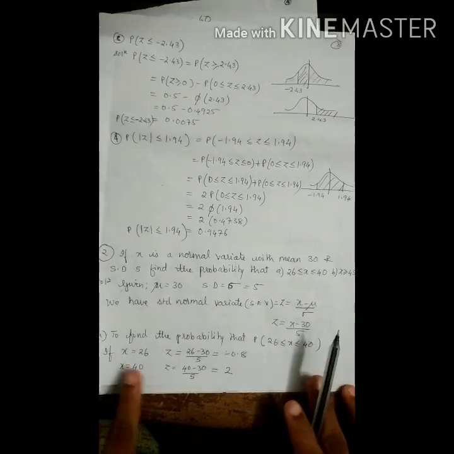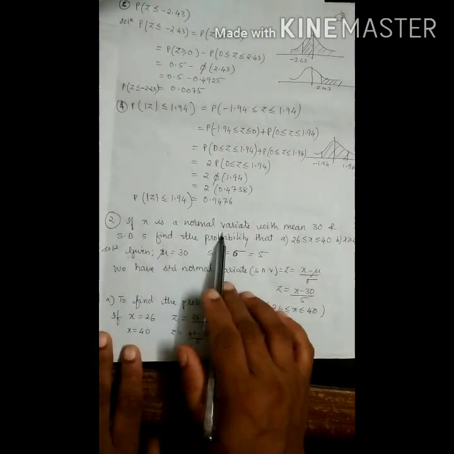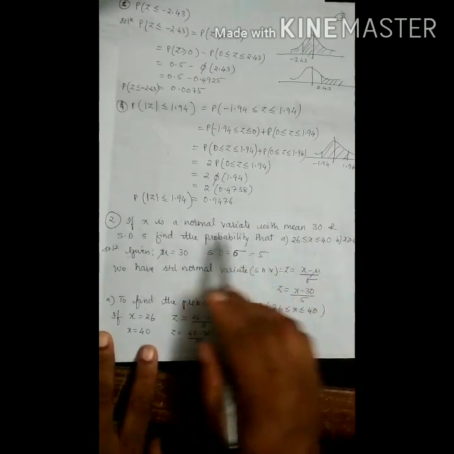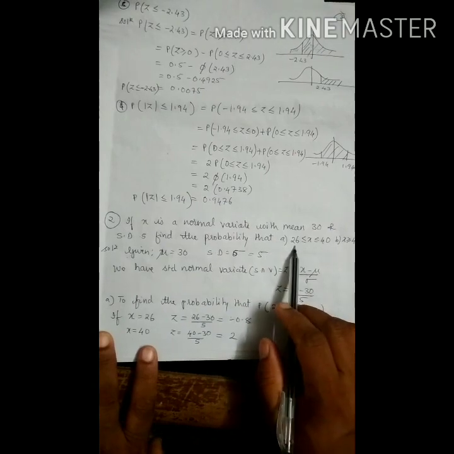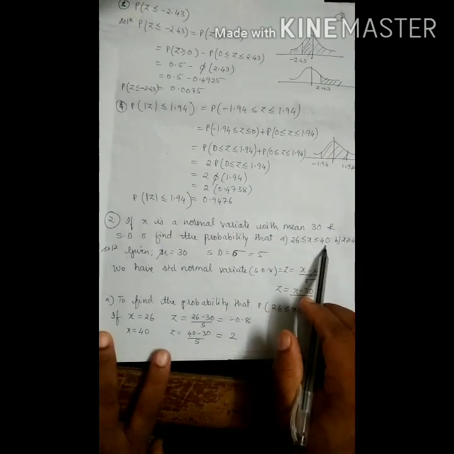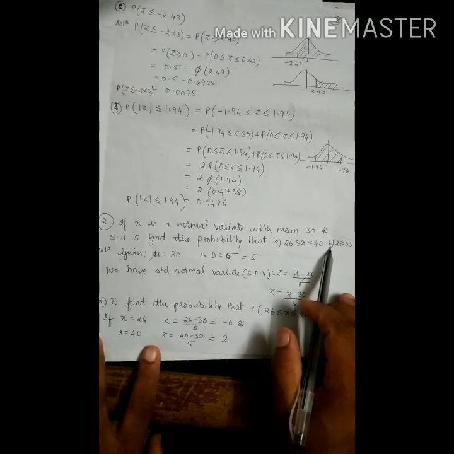The next problem I am taking is very important from the exam point of view. If x is a normal variate with mean 30 and standard deviation 5, find the probability that 26 is less than or equals to x less than or equals to 40, and x greater than or equals to 45. You have to find the probabilities of these two quantities.